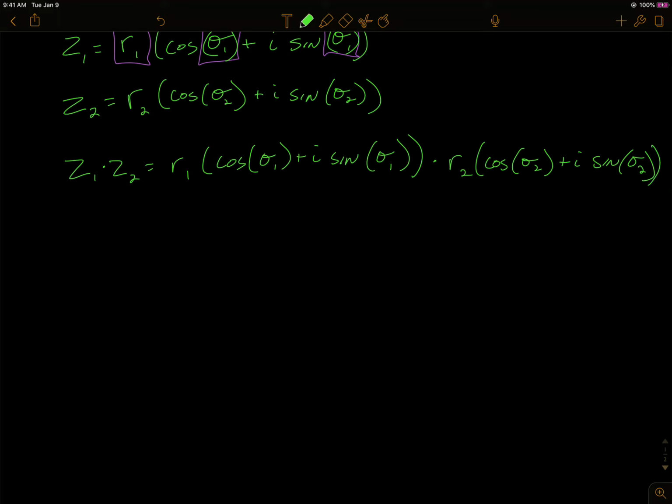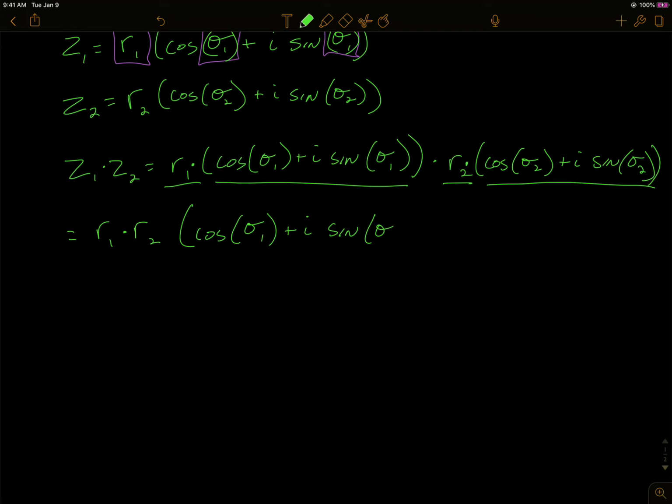All right, and then what we can do next is I look at this as like four parts times each other, right? Because there's multiplication in between here and in between here. So it's going to be equal to r sub 1 times r sub 2, because I can multiply those together, like I would when they're numbers. And then I'm going to have (cosine of theta sub 1 plus i sine of theta sub 1) times (cosine theta sub 2 plus i sine theta sub 2).